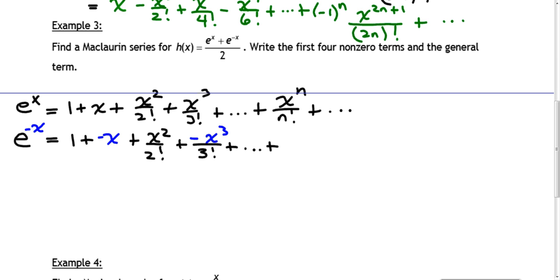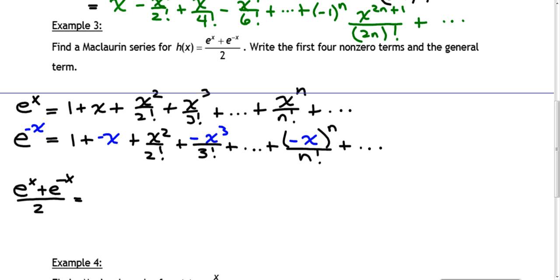And again, over here, I'm going to have negative x raised to the n over n factorial. So now I just need to plug all this into what I wanted. So what I wanted was e to the x plus e to the negative x over 2.